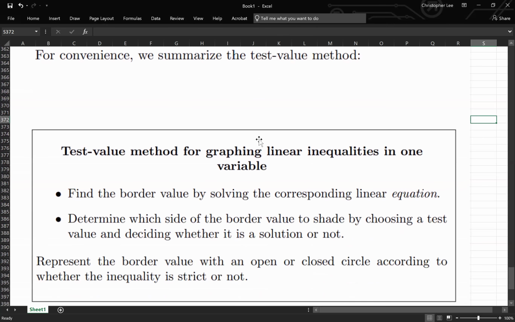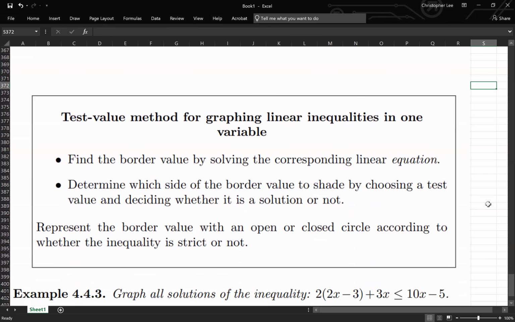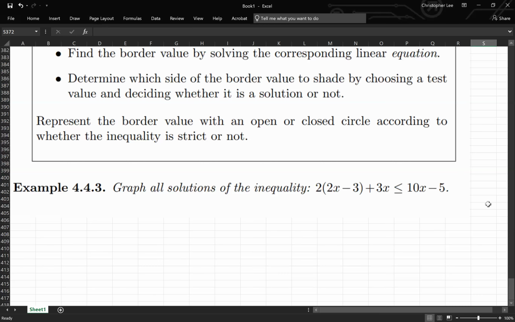So the test value method for graphing linear inequalities in one variable, how you do it is first you find the border value by solving the corresponding linear equation, right? Step two, you determine which side of the border value to shade by choosing a test value and deciding whether it is a solution or not, right? Represent the border value with an open or closed circle according to whether the inequality is strict or not, all right? So let's look at another example.